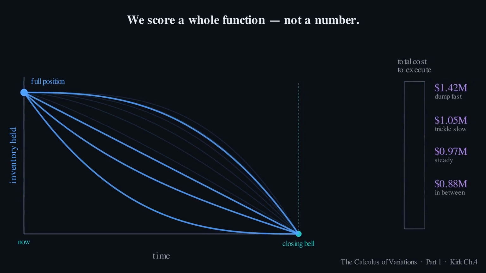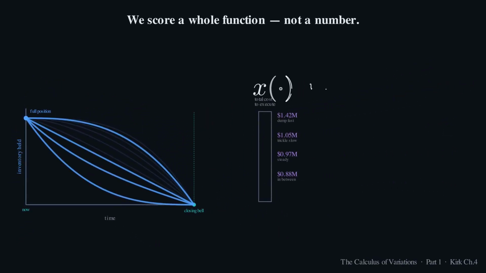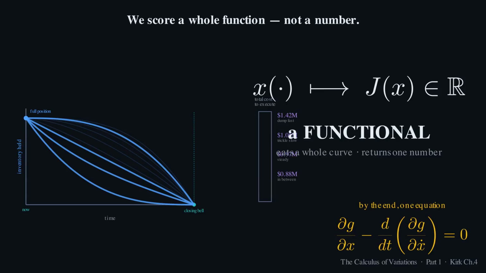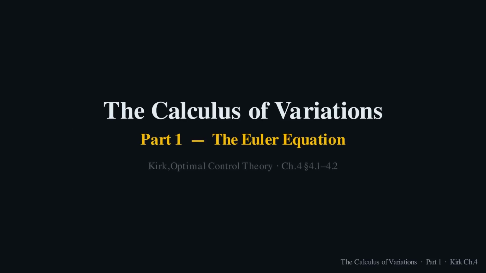Look at them. Every curve scores a different total cost. So here is the real question. Not which number is smallest, but which whole curve is cheapest. We are not optimizing a number, we are optimizing a function. A rule that takes an entire curve and hands back a single number has a name, a functional. And by the end of this video, one equation will pick the best curve out of infinitely many.